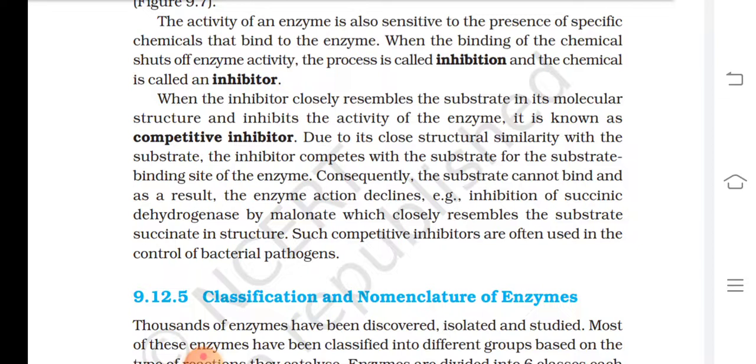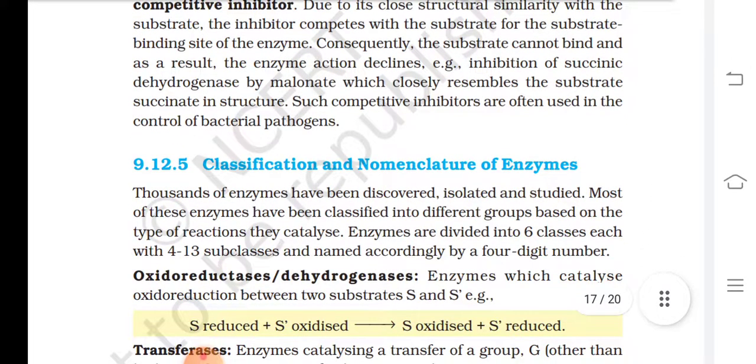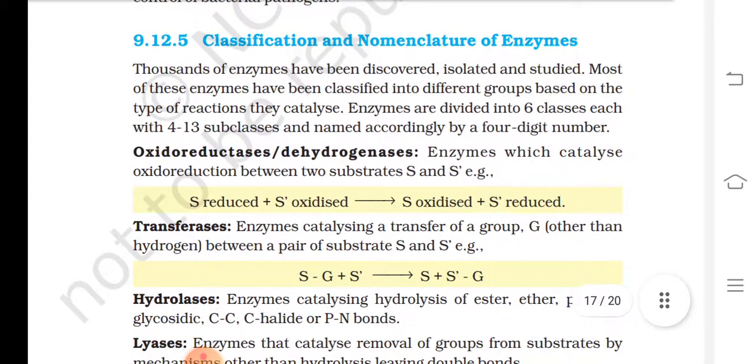Such competitive inhibitors are often used in the control of bacterial pathogens. 9.12.5 Classification and nomenclature of enzymes. Thousands of enzymes have been discovered, isolated, and studied. Most of these enzymes have been classified into different groups based on the type of reaction they catalyze. Enzymes are divided into 6 classes, each with 4 to 30 subclasses, and named accordingly by a 4-digit number.